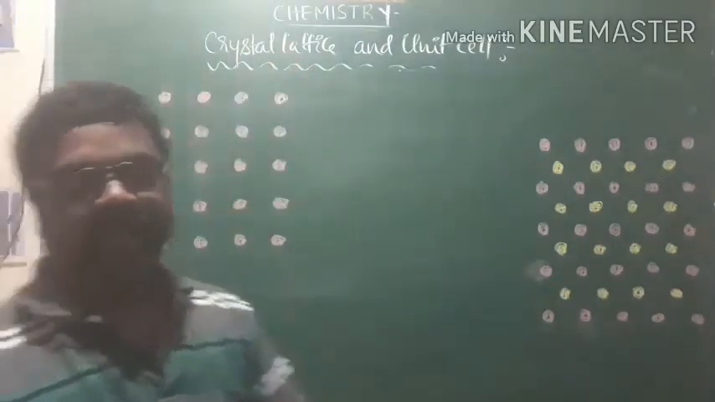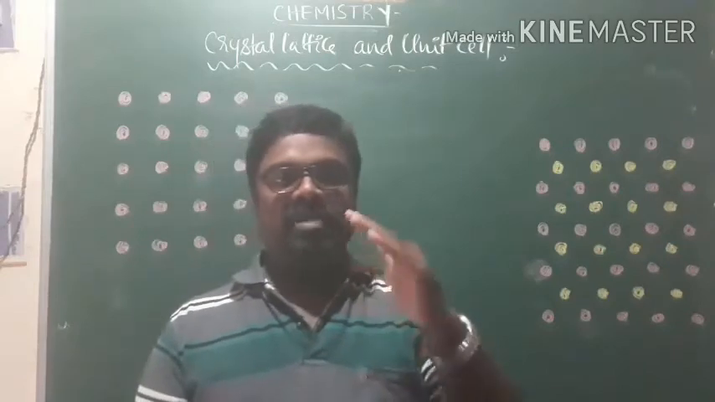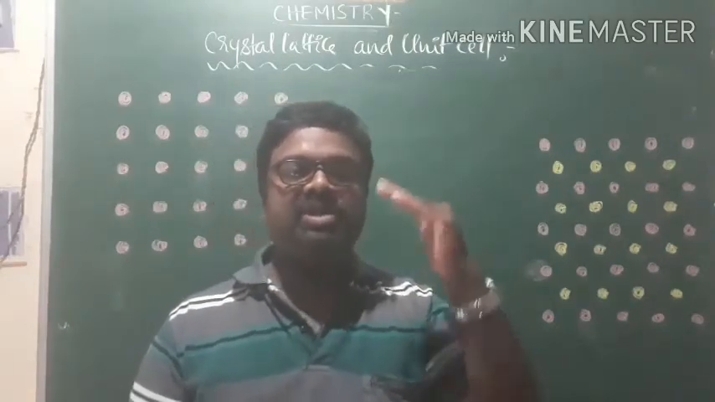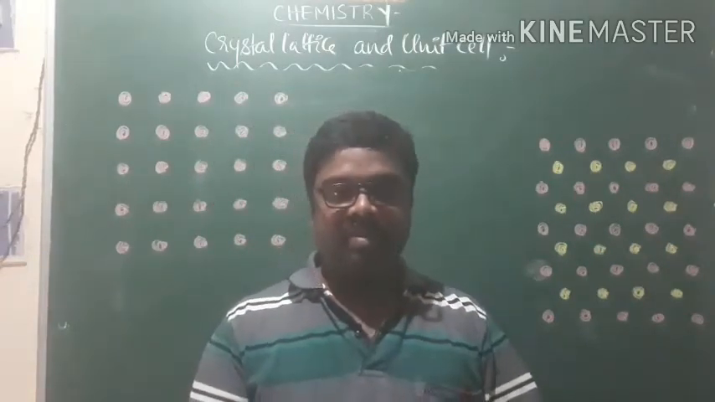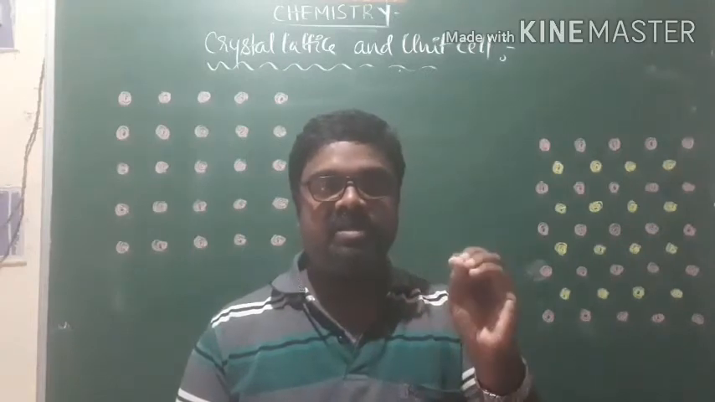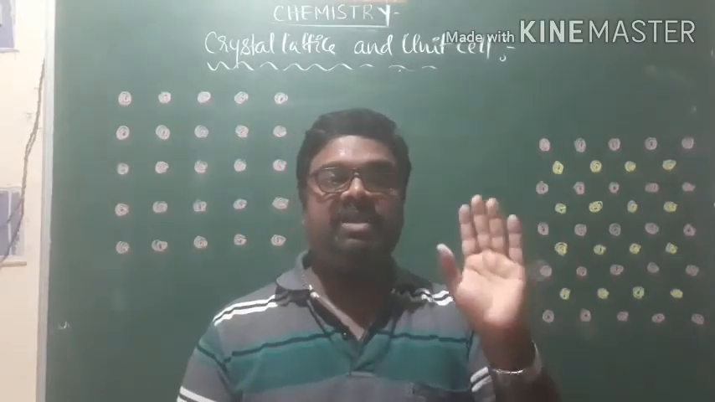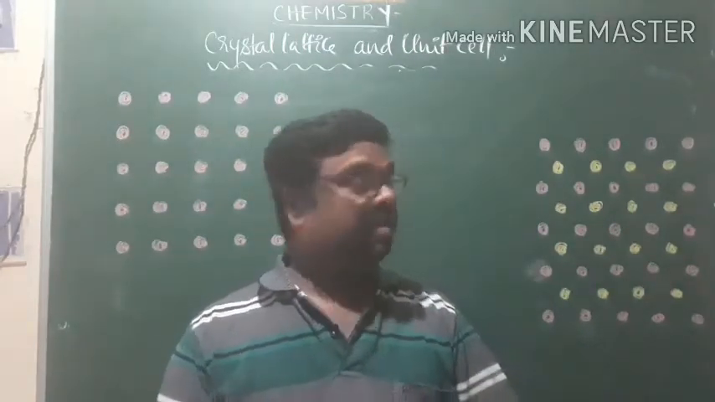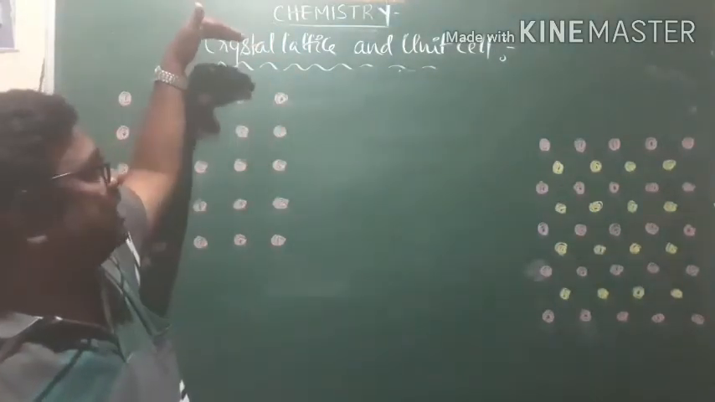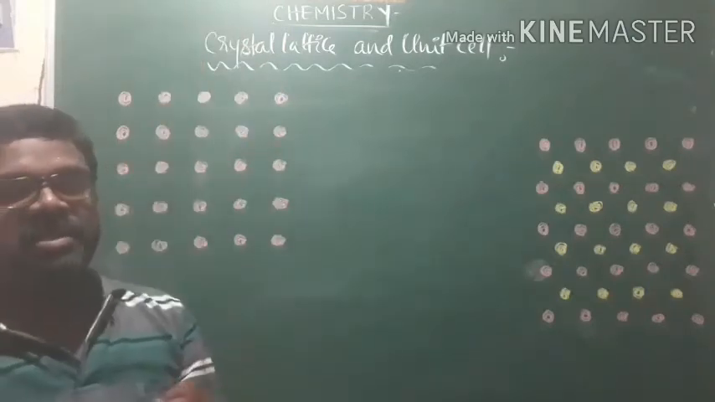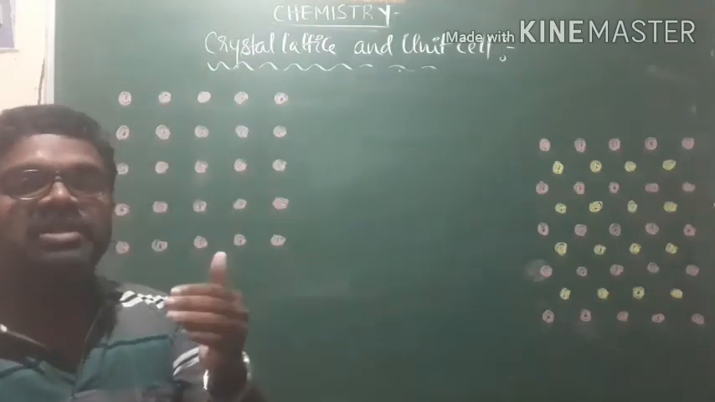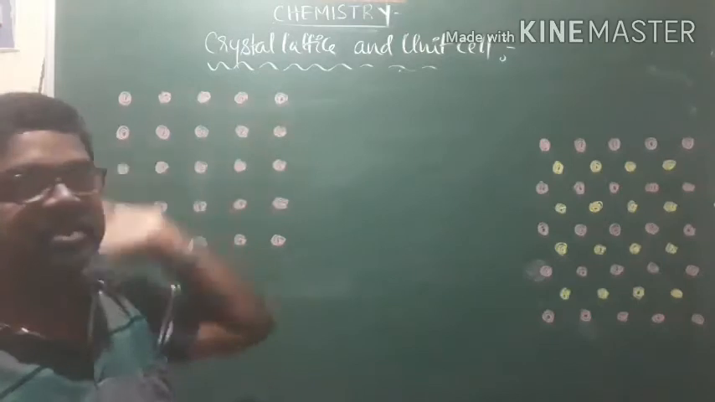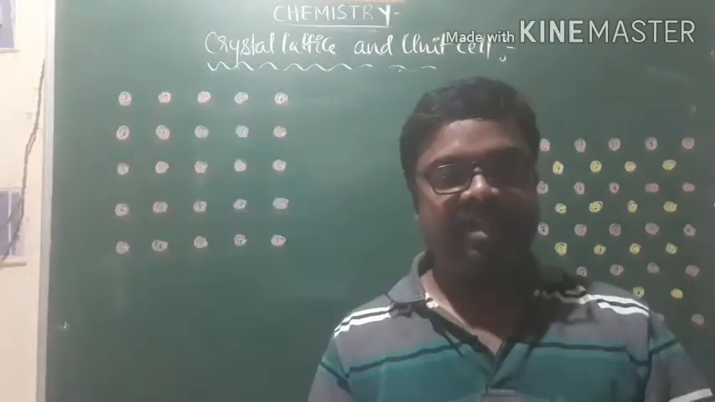Crystal lattice is the regular arrangement of the particles in three-dimensional space of a given solid. That is called the crystal lattice. This crystal lattice is characterized by certain locations in space. Those locations are occupied by particles and they are called lattice points.